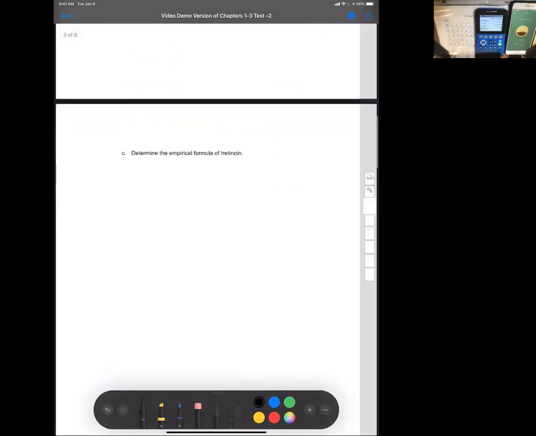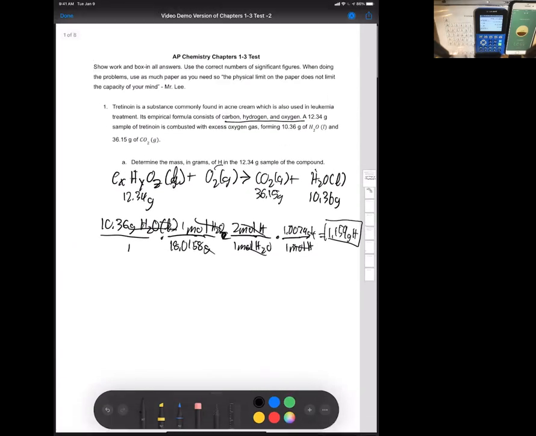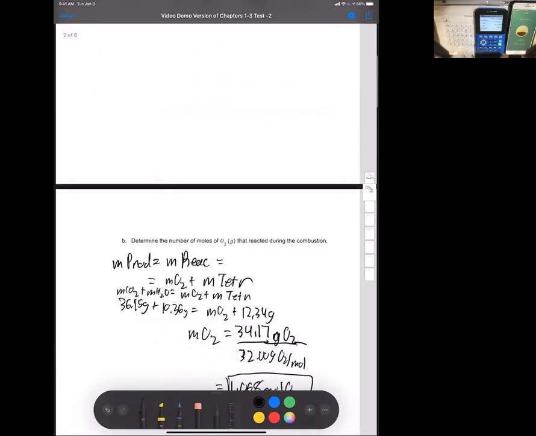Okay, empirical formula. That's a good one. We know the mass of hydrogen and the mass of oxygen.